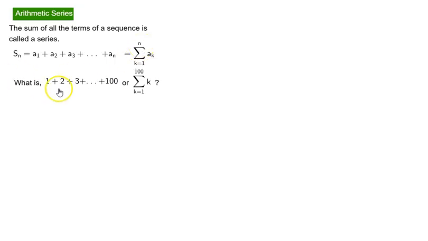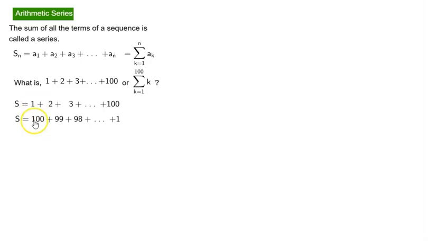So what is the value of 1 plus 2 plus 3 up to 100? Or in short, summation as k goes from 1 to 100 of k. Now we could actually start doing 1 plus 2, 3, 3 plus 3, 6 plus 4, 10 and so on. But a better way is like this. We write down S is equal to the series. Then we write the same series in the reverse order. So 100 plus 99 plus 98 dot dot dot plus 1.